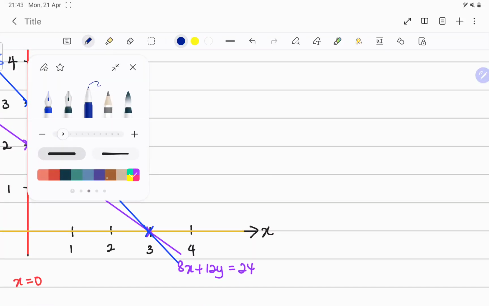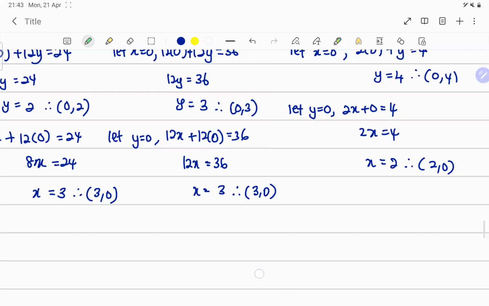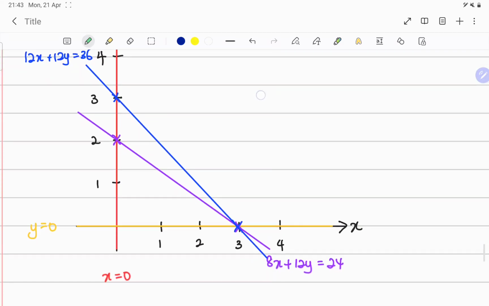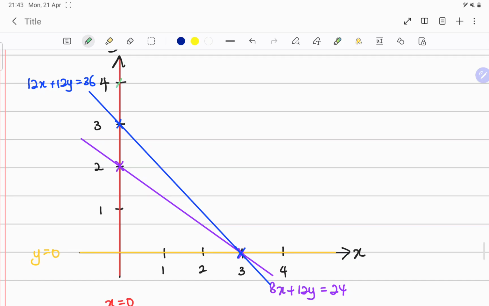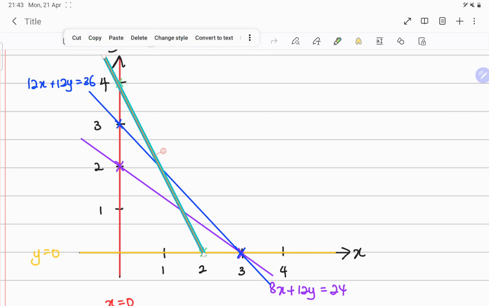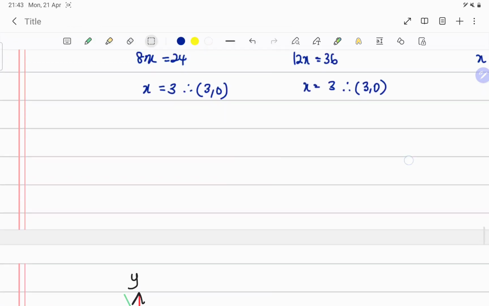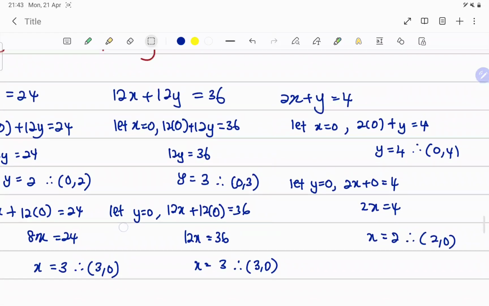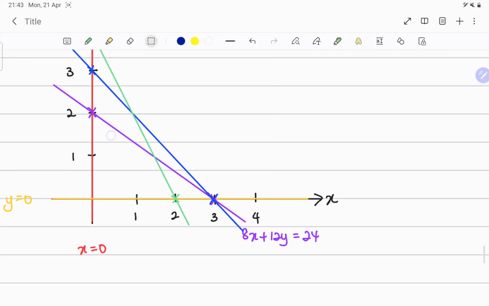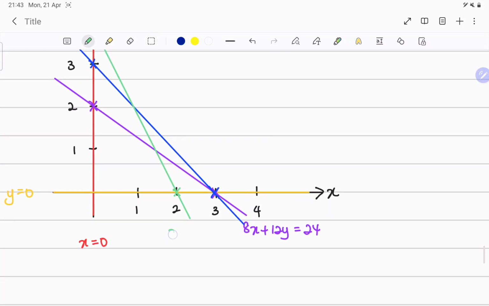Choose any other color. Maybe you can use, what was it just now? I forgot now. 0, 4 and 2, 0. So connect these two. Okay. So you get one line, another line for the last one, which is 2x plus y equal to 4. So you put 2x plus y equal to 4.